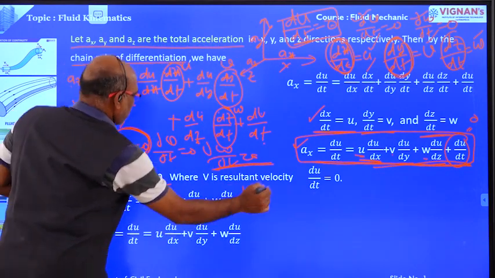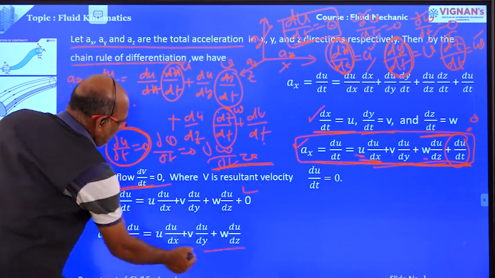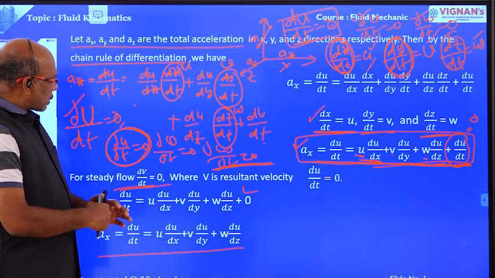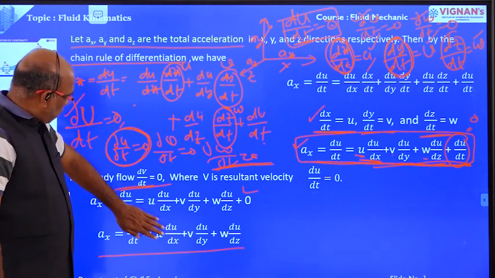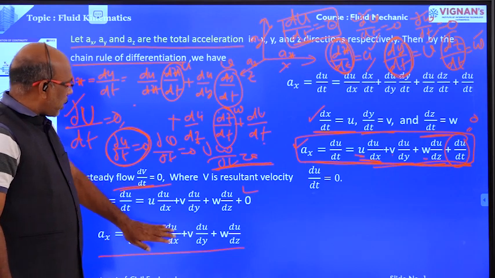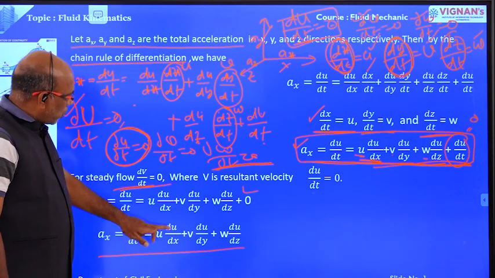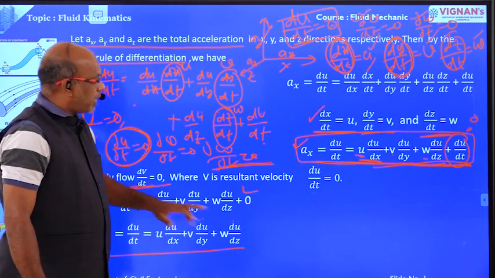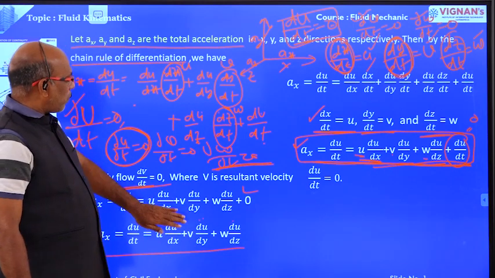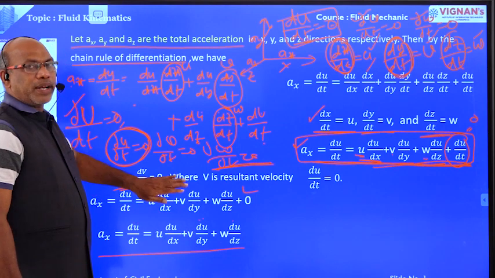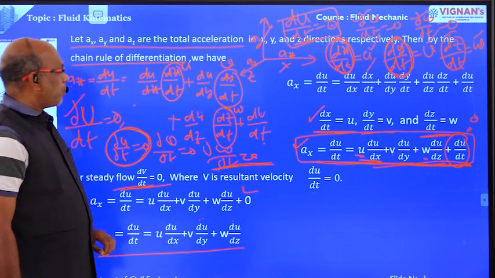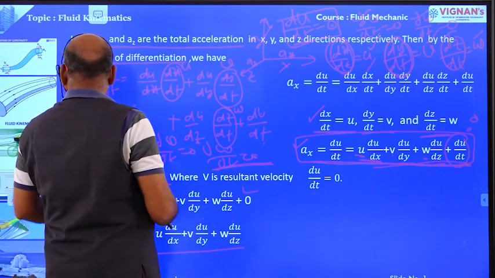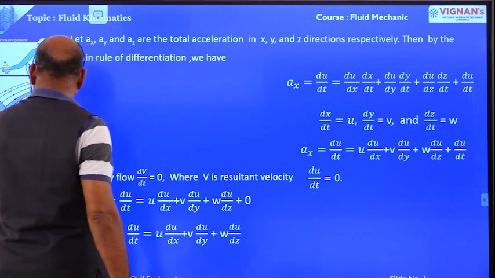Finally we have, for steady flow, the acceleration in x direction equal to u into du by dx plus v into du by dy plus w into du by dz. This is the formula for the determination of the acceleration in x direction in case of steady flow. This is only in the x direction.